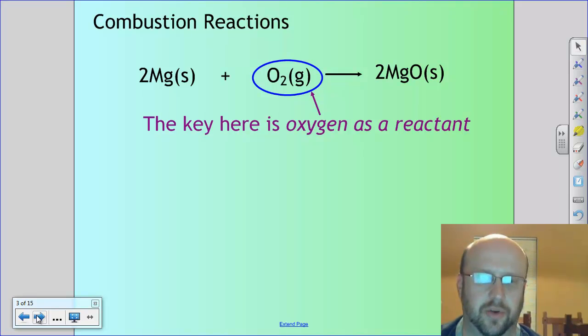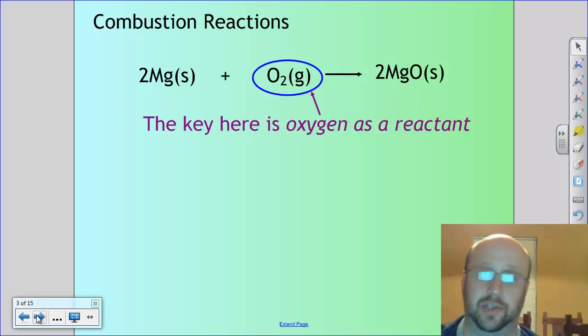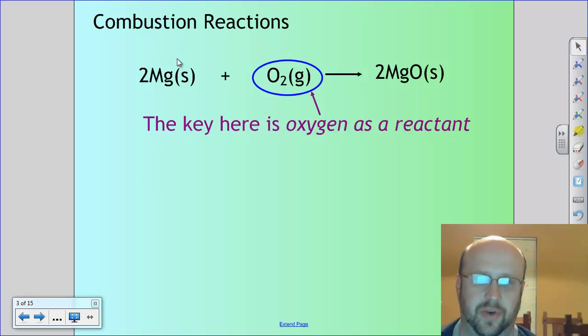You should have this in your notes already from vodcast 7.4, so you can check there. But if you don't, make sure you copy this stuff down. Really, you should go back and get those notes because you need to get synthesis and decomposition. So remember, a combustion reaction is something that has oxygen as a reactant. That is always what indicates a combustion reaction.